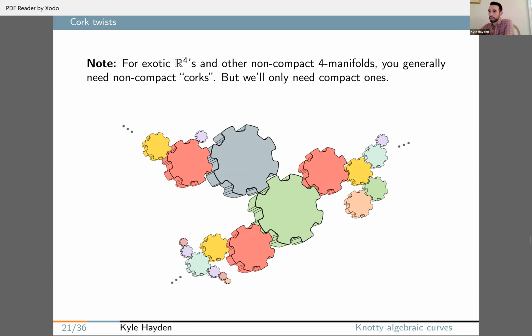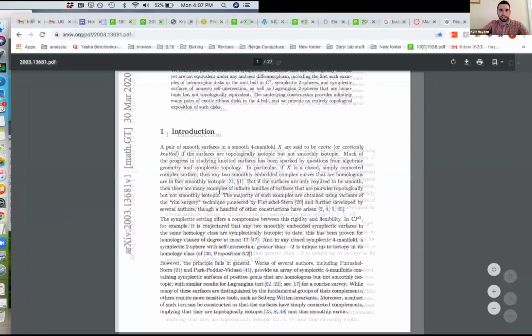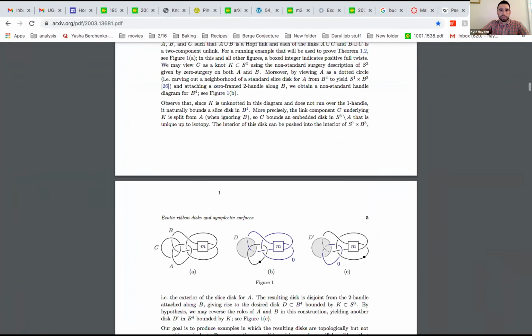Actually, let me try something real quick. The easiest thing I could do is probably just pull up the diagram itself, and then I think you'll see what I mean. So, what do I mean here?